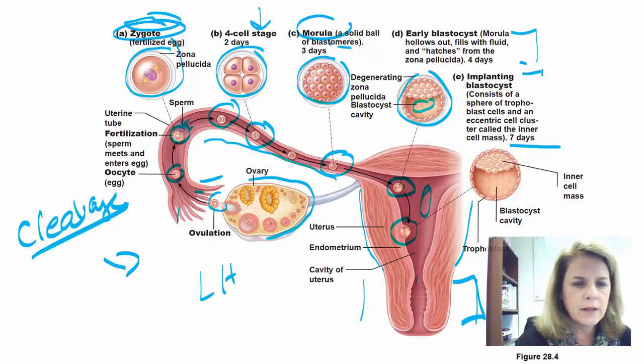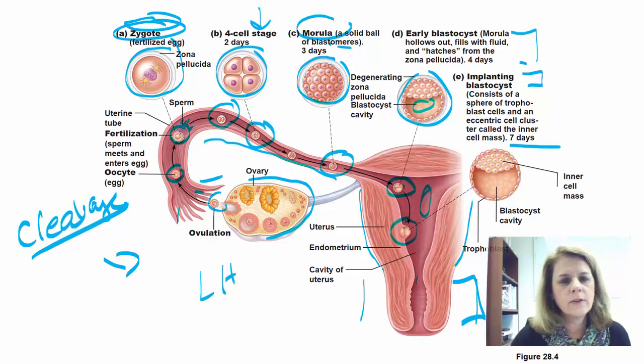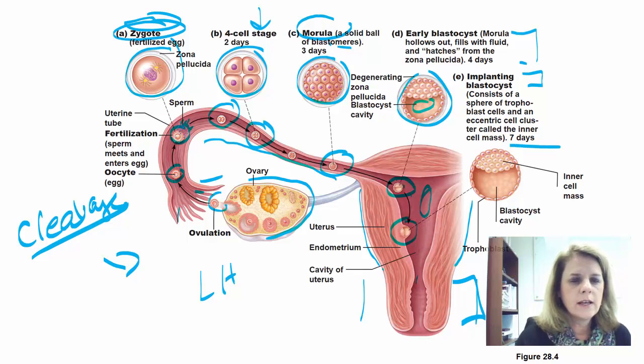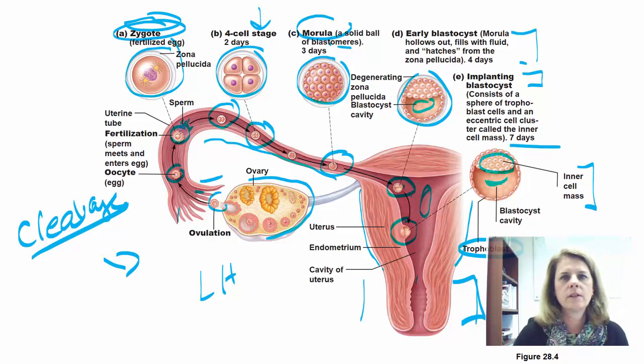So this will be your implanting blastocyst. And so again, you're getting more differentiation. You have a ring of cells called trophoblast cells. You have this cavity, and then right in the middle of all this, there's the inner cell mass. And that's really what's going to be the baby.